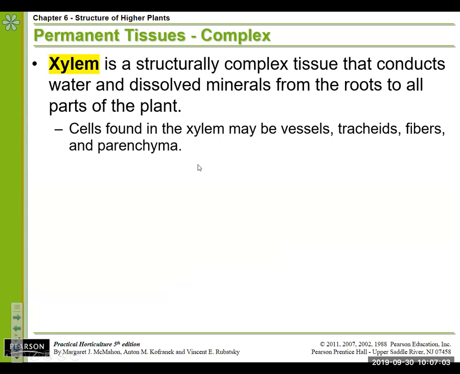And then we have the permanent tissues of the plants that are a little bit more complex. So first we have xylem, which is a structurally very complex tissue. The xylem is basically used to conduct water and the dissolved minerals that are sucked up by the roots to all the different parts of the plant. So it's mostly moving water and nutrients up the stem of the plant. And we see cells that are specialized within the xylem to act like the circulatory system in humans, right? So we have vessels, tracheids, and fibers, and parenchyma that are involved in the movement of water and nutrients.